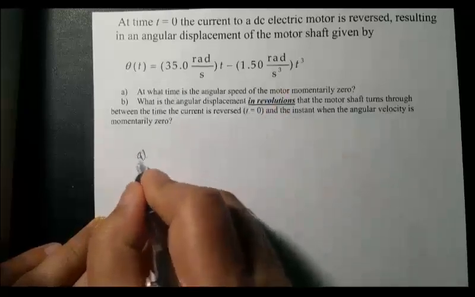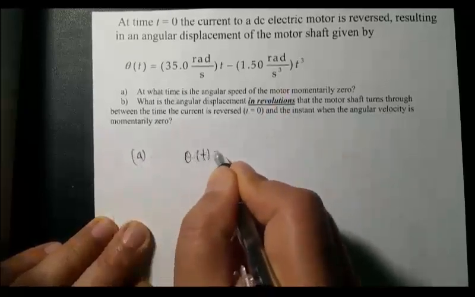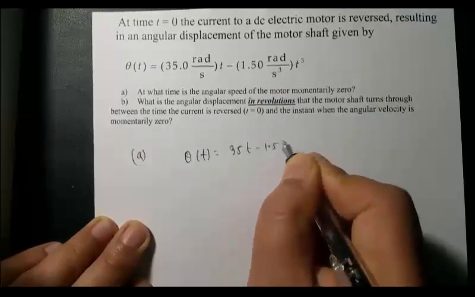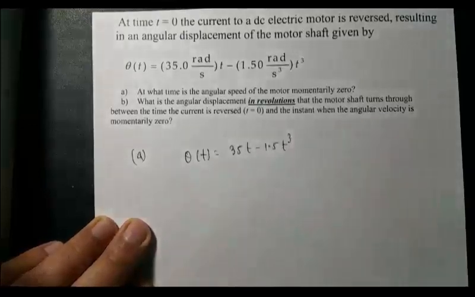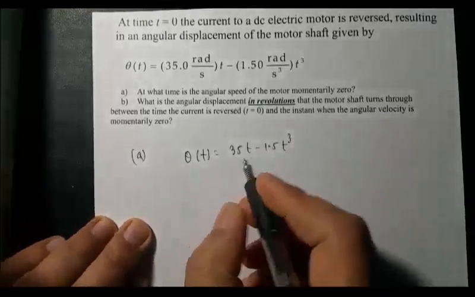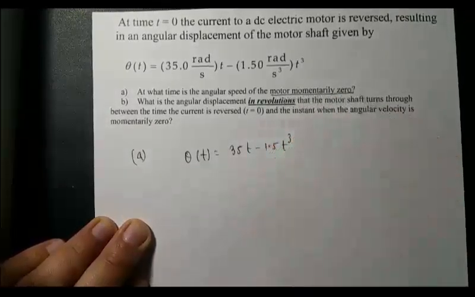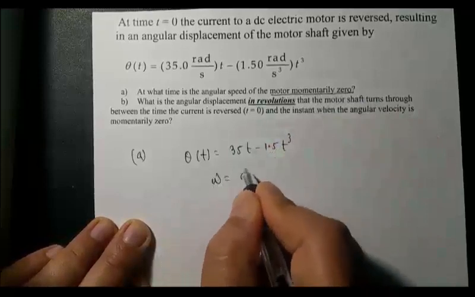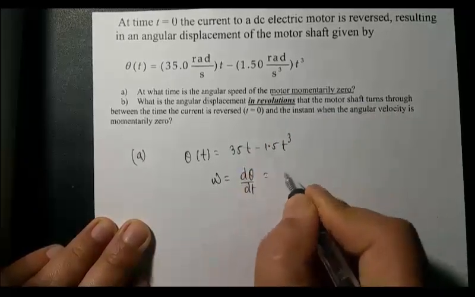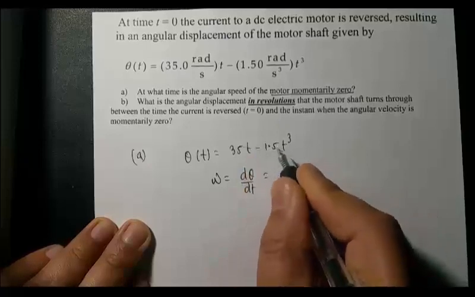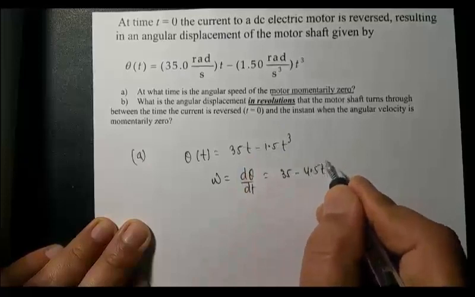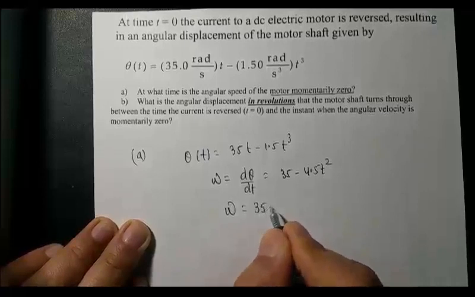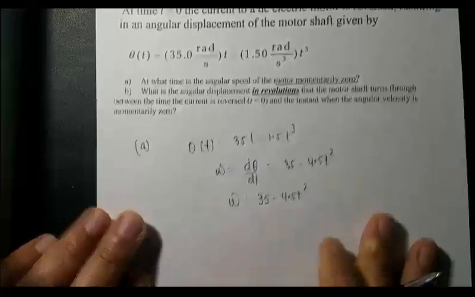You're given your angular position, theta function, 35t minus 1.5t cubed. And it's asking at what time the motor momentarily stops, becomes 0. That means you need to find the angular velocity, which is nothing but d theta over dt. If you take the derivative of that, you get 35 minus 4.5t squared. That's your omega function.